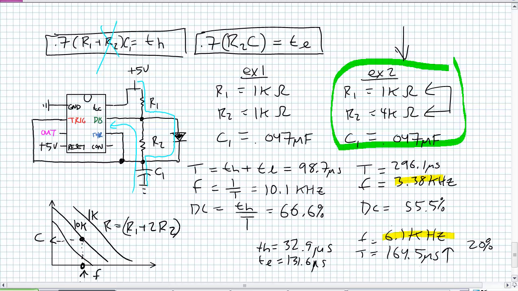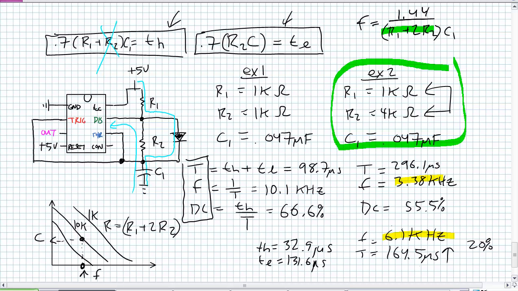Additionally, I know I've shown you these formulas for time high and time low. You can get all values from those formulas: period, frequency, and duty cycle. These are the formulas that I choose to use because I can get all values. There are also shortcut formulas. If I know resistor 1, resistor 2 and the capacitor, I can go directly to the frequency. Frequency is 1.44 divided by (R1 plus 2R2) times C.